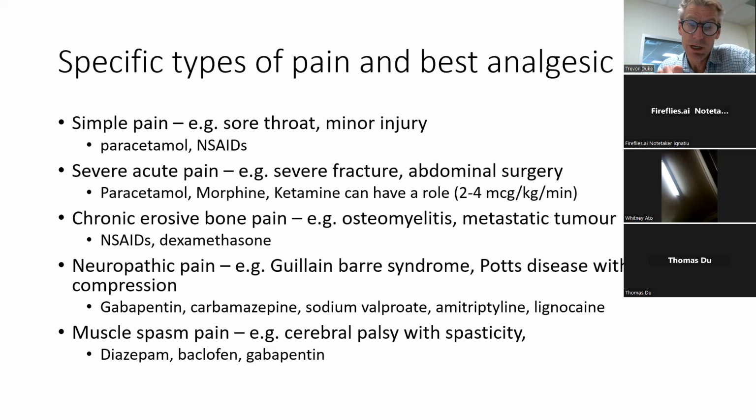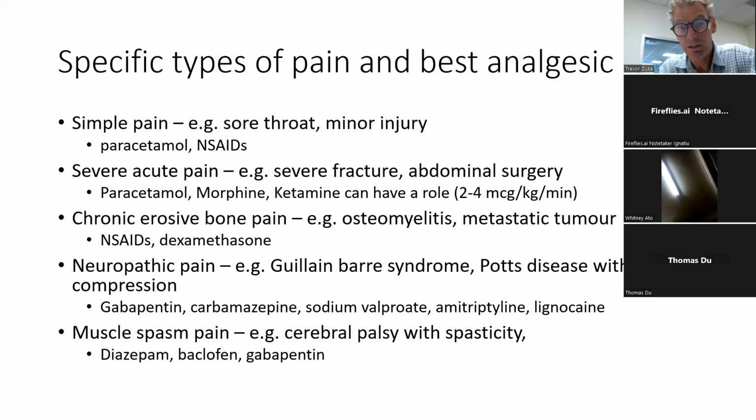I just want to go through some different types of pain and typically what medications are useful for them. If a child's got simple pain, a sore throat from pharyngitis or a viral infection, or they've had a minor injury, then almost always paracetamol and non-steroidal anti-inflammatory drugs are all that's necessary. Even simple pain from minor surgery, often paracetamol, non-steroidal anti-inflammatory drugs, some good local anesthetic, and that's all they need.